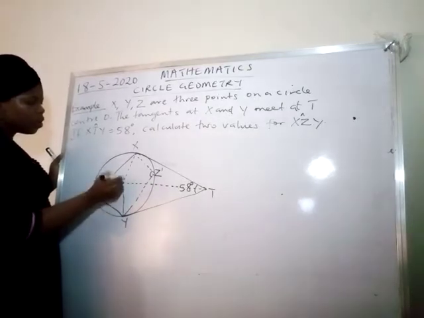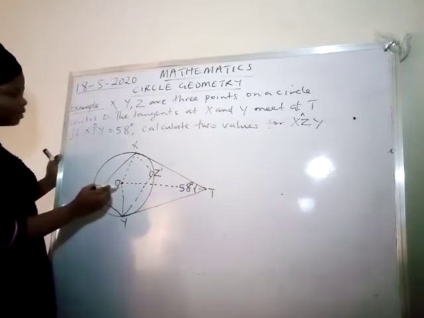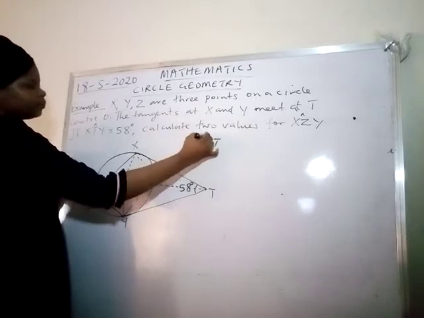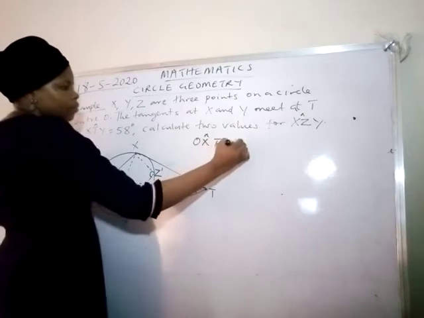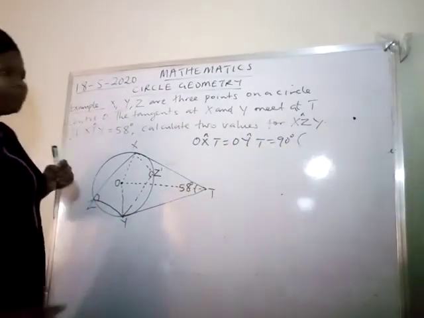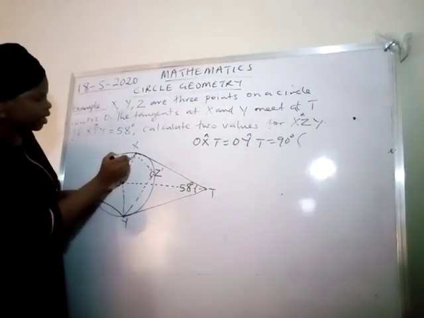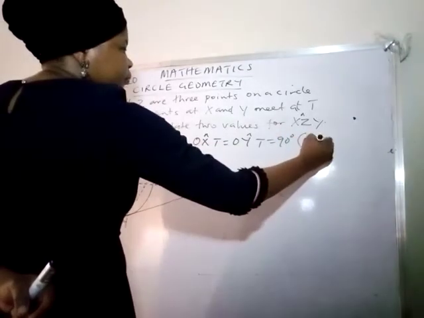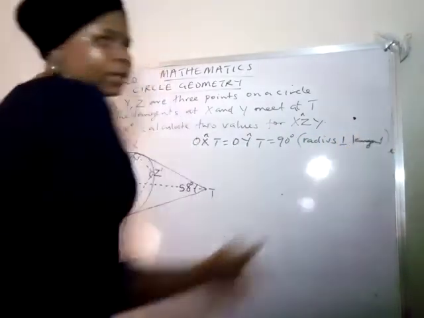So that means OX is the same thing as OY. And if you look at this, OXT is going to be the same thing as OYT, which is 90 degrees. What is the reason? Radius is perpendicular to the tangent. You can see from here to here is radius. So from here, like this, is angle 90 degrees. Radius perpendicular to tangent. So that's the reason.